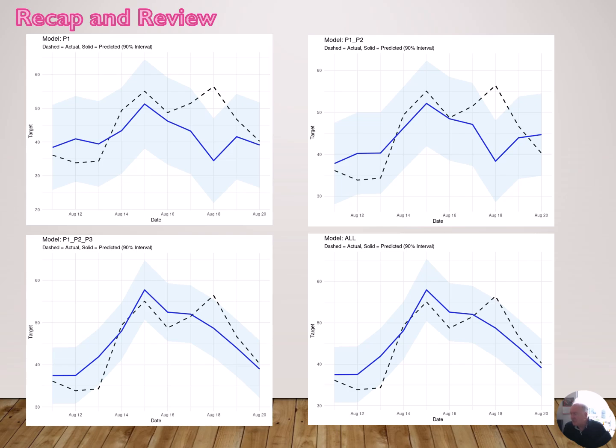This just shows a blow up of the actual predictors and how well they're doing. So P1 seems to not do horribly, and then P1, P2 also does pretty well. P1, P2, P3, although it's a little low on that second peak, seems to do pretty well. And finally, all of them gets really close.